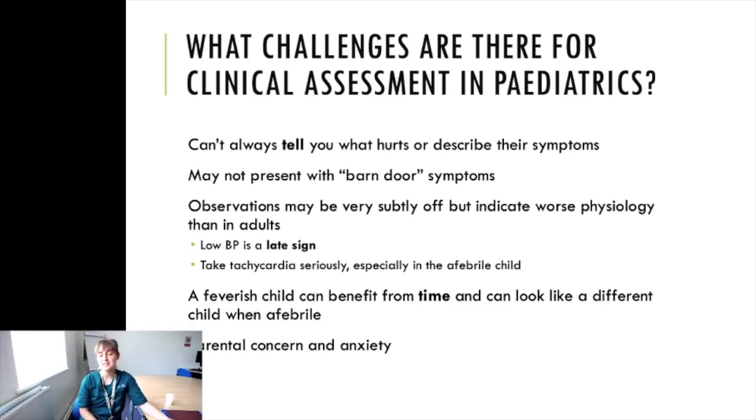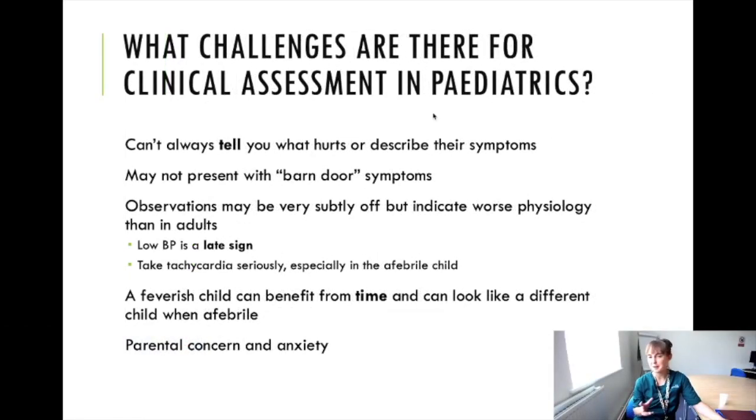So the challenges, some of them are very obvious: a little one can't always tell you where it hurts or describe the symptoms like an adult would, and they also don't always present with your classic set of symptoms. There can be more subtleties. For example, with what we'd usually class as a normal UTI with dysuria and frequency, it might be more subtle in a child, with abdo pain and being off their food. Vomiting is very common in children, so they might have a different set of symptoms that will signpost you to a certain condition.